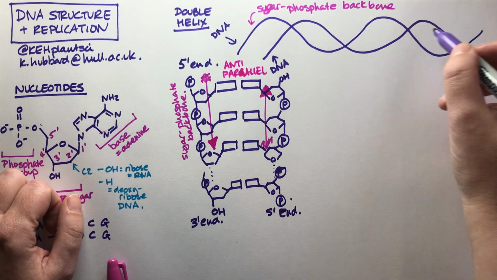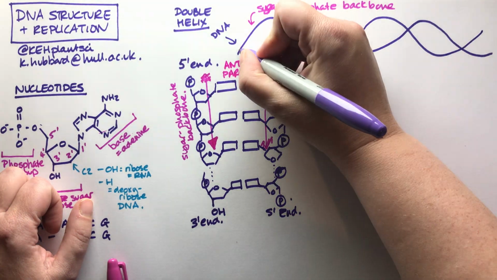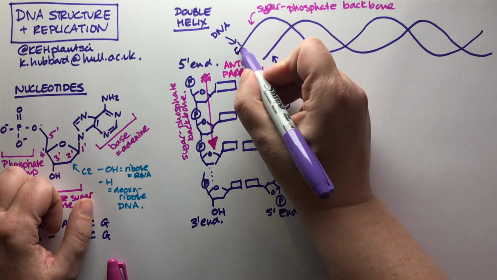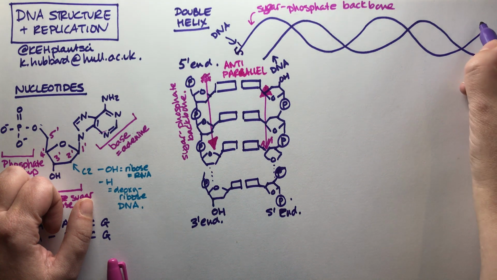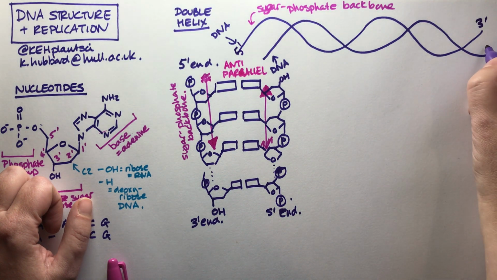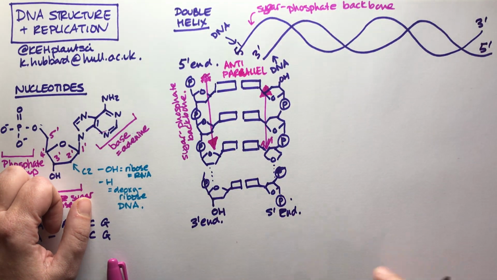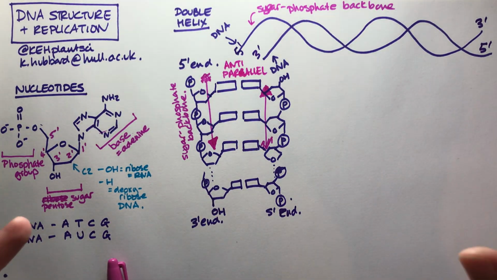If I look at my structure here, let's say that this is the 5' end here. Follow that, so that will be the 3' end, and then we've got the opposite thing here. So the 5' end with the phosphate is there, and the 3' end is over there. So that's the sugar phosphate backbone.